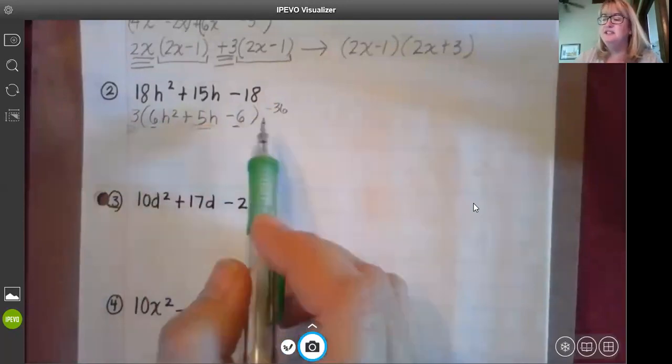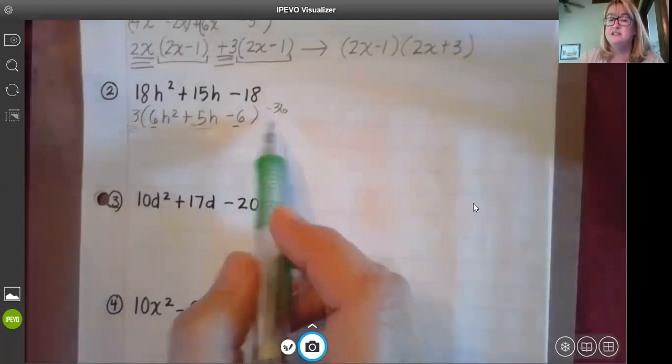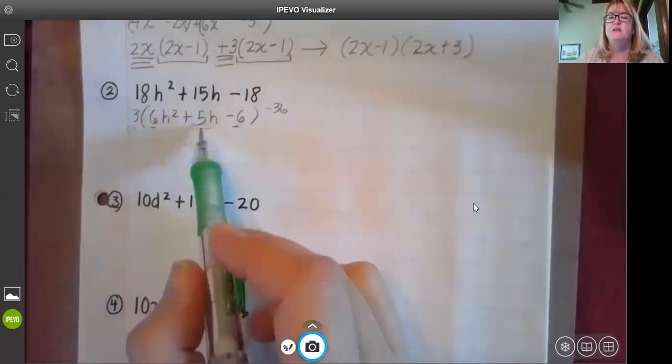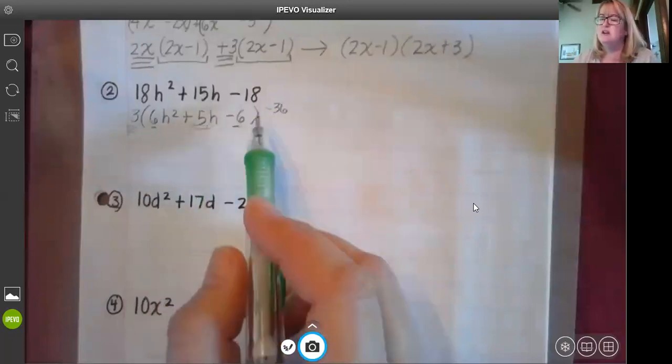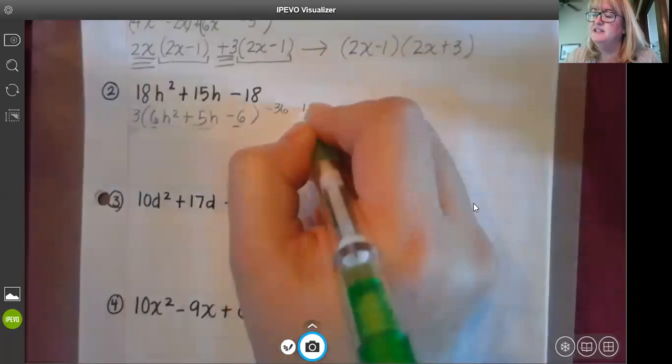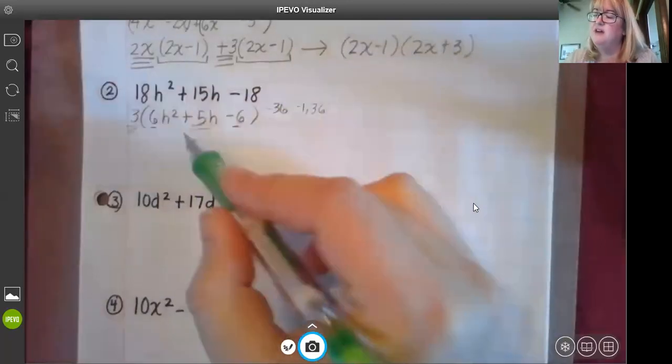To get negative 36, one of my factors has to be negative. Because b is positive, the bigger factor has to be positive and the smaller one negative. So let's look at our factors. We've got 1 and 36. If I make one negative, that is not going to give me a 5.